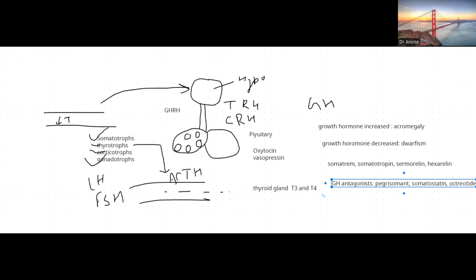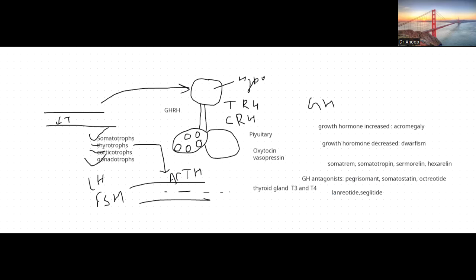Then there are other antagonist drugs: lanreotide, seglitide, right? So these are all drugs which are growth hormone antagonists and are useful in acromegaly, where growth hormone concentration is much higher, right?